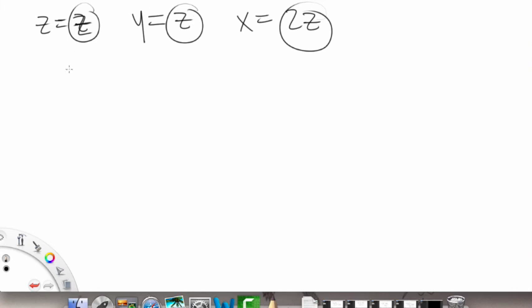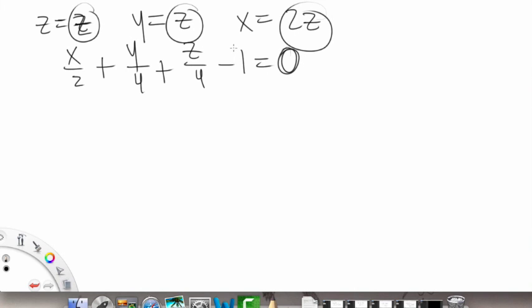So let's look back at our constraint equation. And this one was x over 2 plus y over 4 plus z over 4, and then minus 1 is equal to 0, right? So something like that. That's what we had for our constraint equation. That was the equation of the plane.